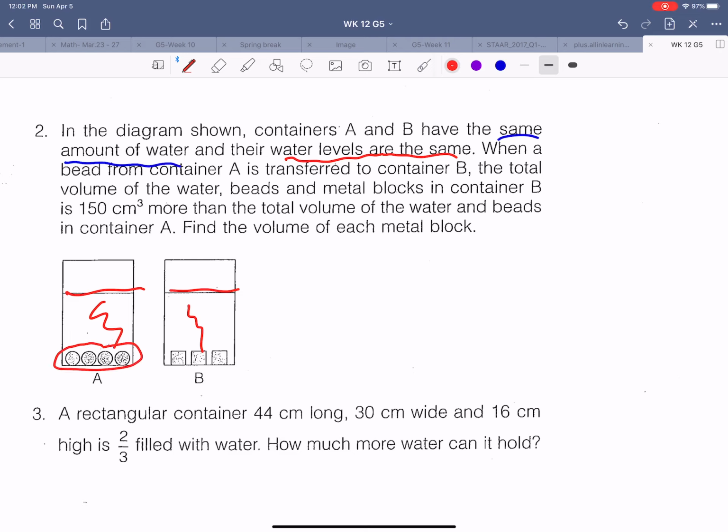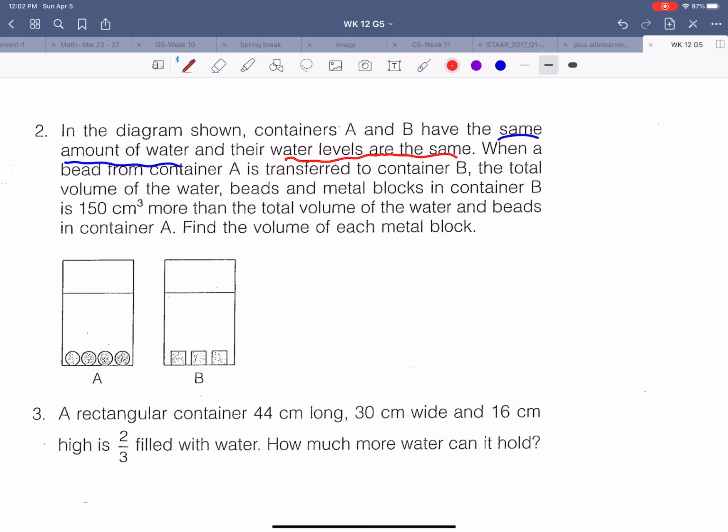You have 4 beads here and 3 metal blocks here. Water is the same, height is the same. That means 4 beads equals the 3 metal blocks. Okay, make sure you understand the information that is given. 4 beads equal 3 blocks. Let's go ahead and read the question.